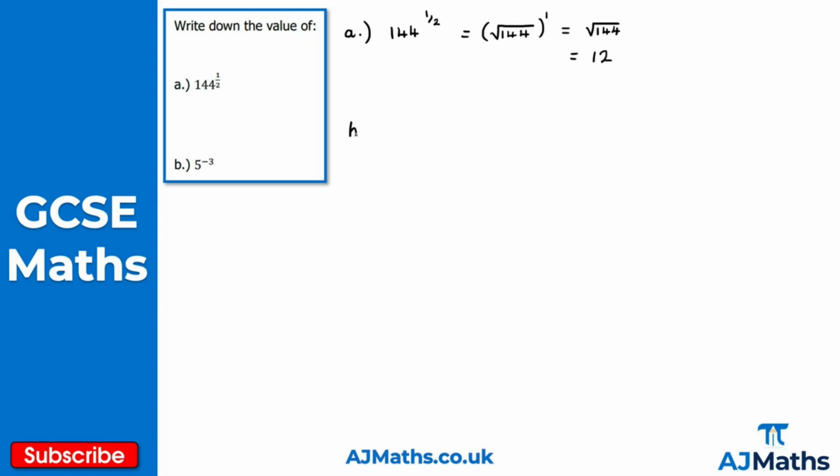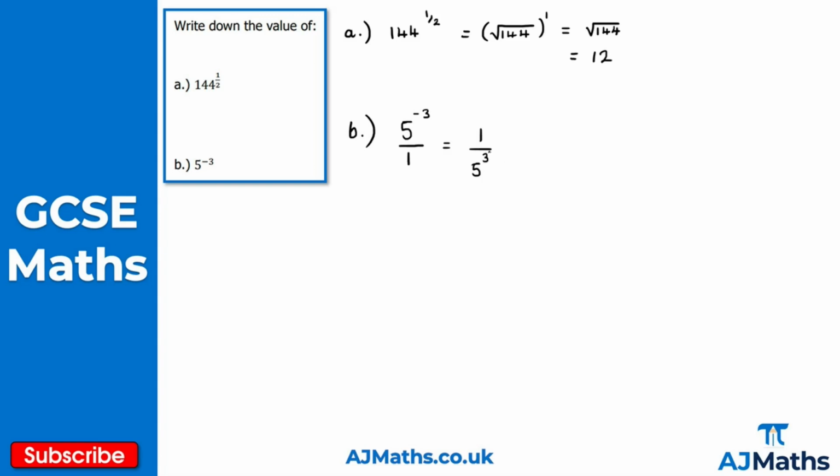And for B then, we've got a negative power now. We've got 5 to the power of minus 3 here. What I do to begin with, for a negative power, is write a denominator of 1 underneath my base. Now I'm going to take the reciprocal. So I'm going to flip this and get 1 over 5, and then we turn the power from negative to positive. That becomes 5 to the power of positive 3.